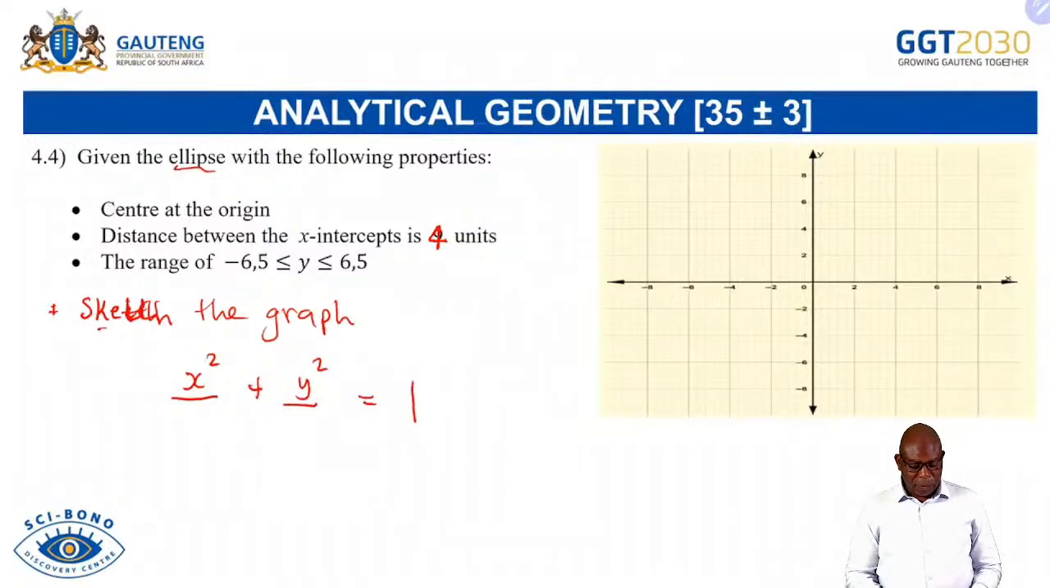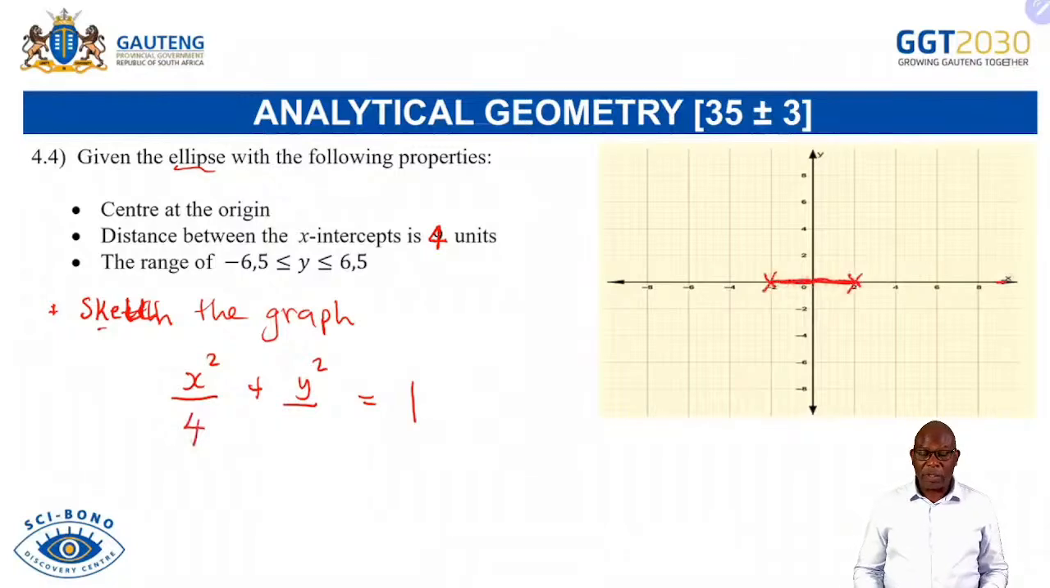Now, they said the distance between the x-intercepts. So this is the x-intercept. The distance between the x-intercepts is 4, meaning that this unit is 2 units and 2 units. So my point will be here, my other point will be here. This is 4 units. So what do I write there? The distance between the 2 points is 4. So if I do the square root of 4 it will be 2, so that's why I have a 2 and a 2 on the other side.